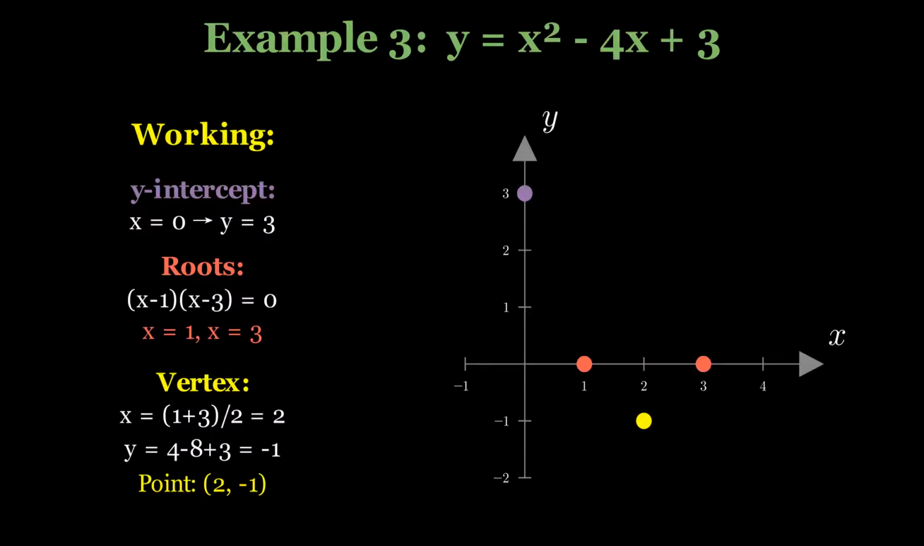At x equals 2, y equals 4 minus 8 plus 3 equals negative 1. Draw the smooth curve through all 4 points. Perfect. This is the classic quadratic shape you'll see most often in exams.